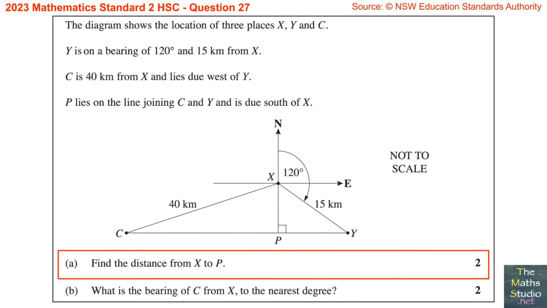Question 27. The diagram shows the location of 3 places, X, Y, and C. Y is on a bearing of 120 degrees and 15 kilometers from X. C is 40 kilometers from X and lies due west of Y. P lies on the line joining C and Y and is due south of X. Part A. Find the distance from X to P.